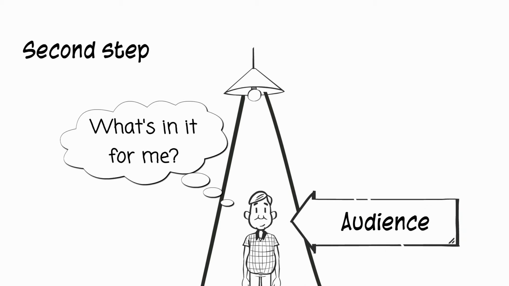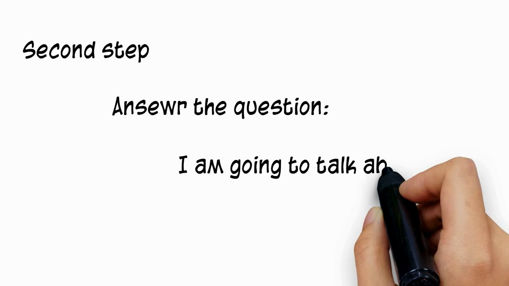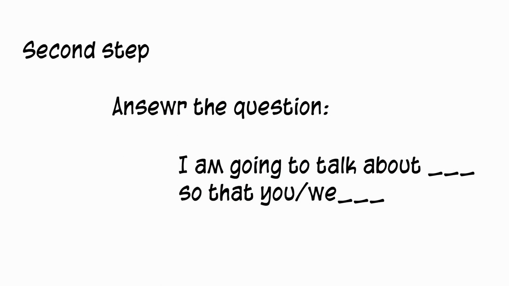All your audience members are going to be thinking, what's in this presentation for me? And the moment you answer it for them, then you put the flashlight back on them. And one of the best ways to answer that question is to say the following sentence: today I'm going to talk about X so that you Y. And of course, X and Y can be filled depending on the topic.